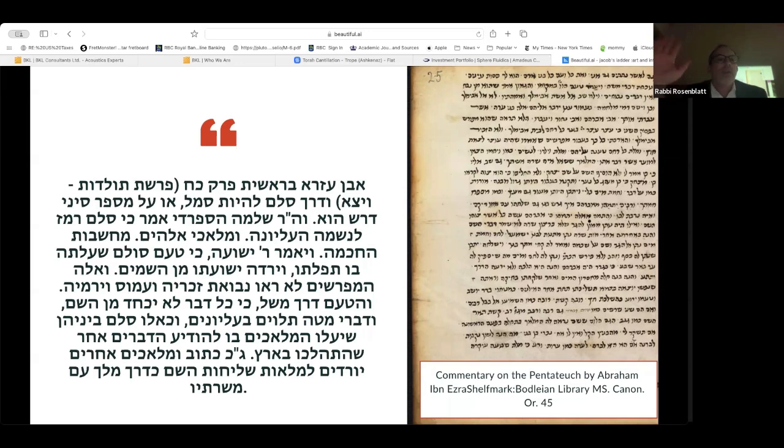He says, V'derech sulam l'ot semel, o al mispar Sinai drashu. What it means is the gematria of semel, which is, somebody help me out here, 130, is the same as the gematria of Sinai, which is also 130. So there you go. You don't see that every day in the Ibn Ezra, but what he's trying to say is it's revelation. This is the place of revelation.